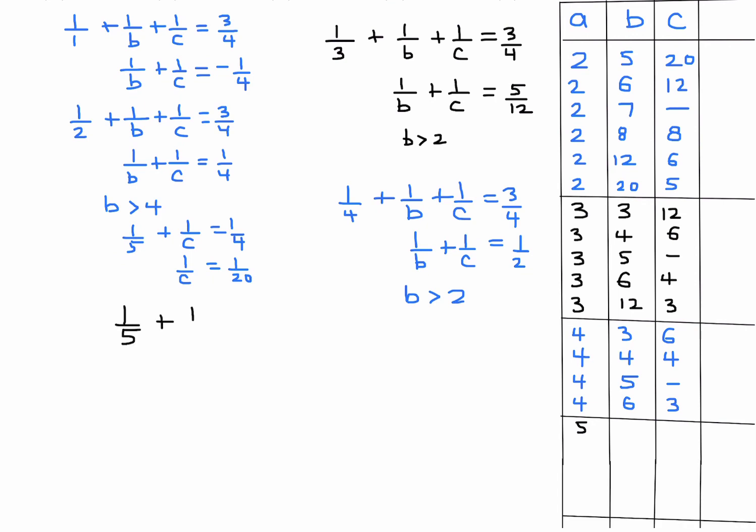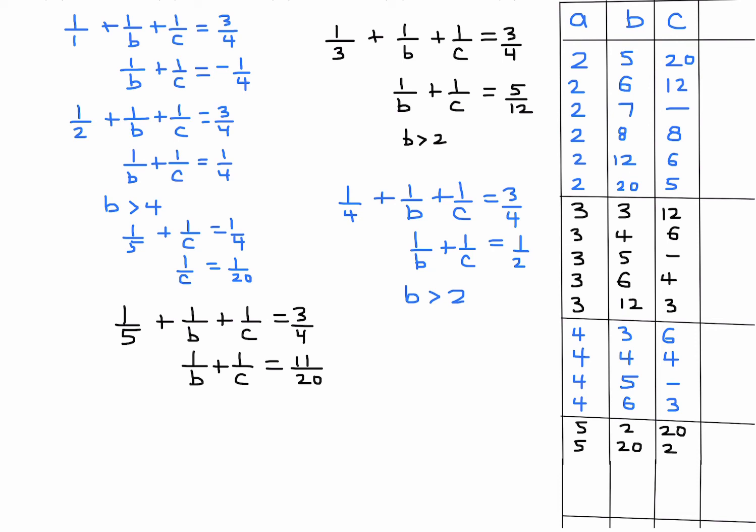So 1 over 5 plus 1 over B plus 1 over C is equal to 3 over 4. And if I do the math, I get 1 over B plus 1 over C is equal to 11 over 20. Obviously B cannot be 1, so the smallest it can be is 2. If I choose 2, I get 20 for C. And when I start plugging in values of 3 and 4 and 5, I never get an integer. The only time I get an integer is when you have just the reverse of this. So 2 here and 20 here.